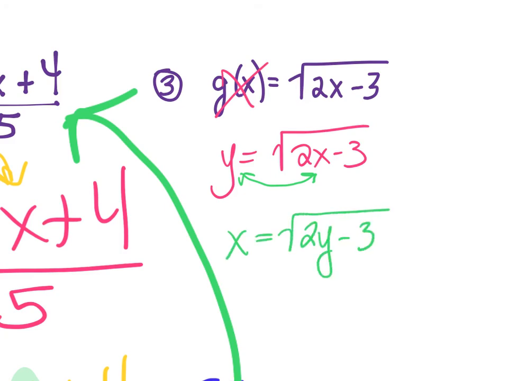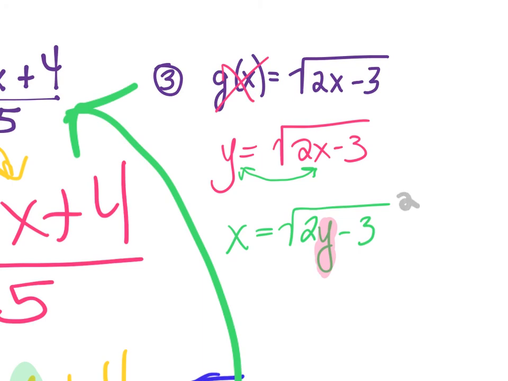So I have 2y minus 3. Now I'm going to solve for y. I need to get y all by itself. I can't divide by 2. I can't add 3. I cannot do anything because there is a square root over my entire expression. So what do I need to do first? Square both sides. Good. Square this side. Square this side.